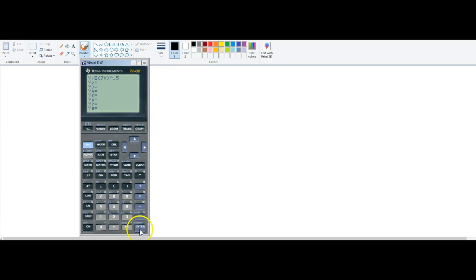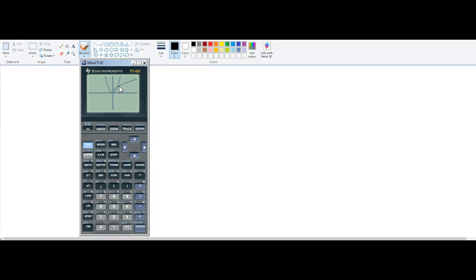You can use the square root button, it works the exact same way. And then x squared. And I'm going to hit graph. No, not a graph. Okay, so these are the 2 points of intersection.